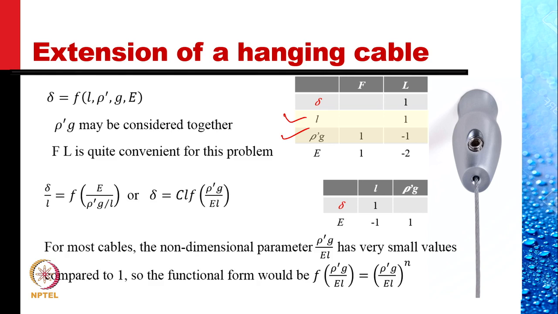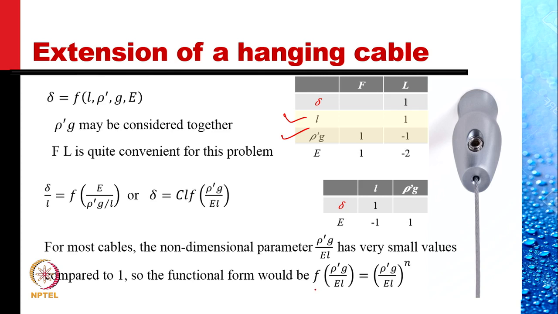Now, for most cables, the non-dimensional parameter rho prime g divided by E L has a very small value. Rho prime would typically have a value in the SI system of 10 to the power 3 or so. g has a value of about 10. So the numerator is about 10 to the power 4. The value of E, the elasticity, for most materials is of the order of 10 raised to the power 8 to 10 raised to the power 10. And L, the length of the cable, would definitely be in meters. So this parameter rho prime g divided by E L has a value of at most 10 raised to the minus 4 or 10 raised to the minus 5, a very small value compared to 1.